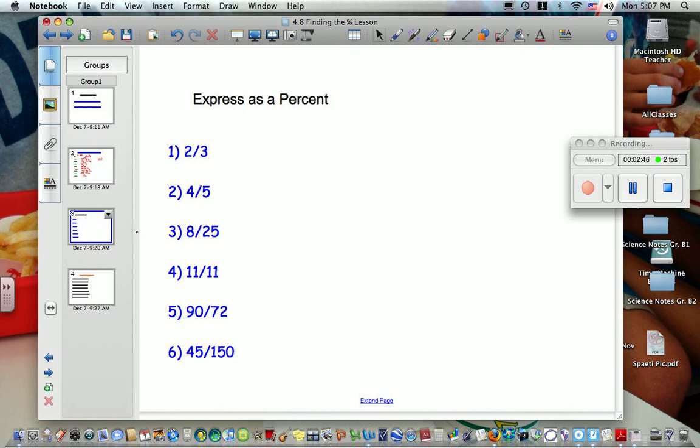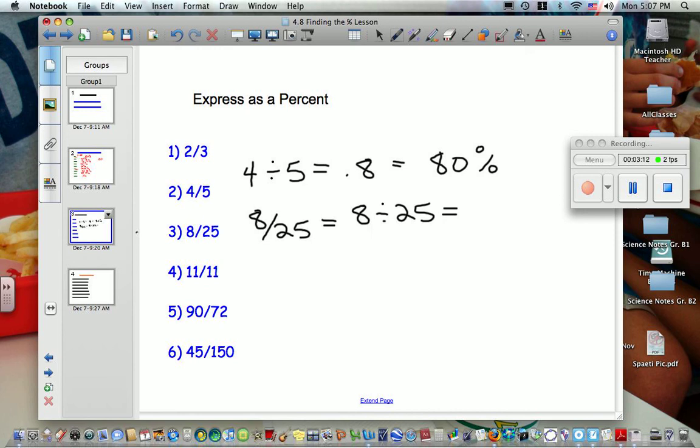Let's try the exact same thing with the next question. 4 divided by 5 equals, on your calculator, 0.8. And we all know that 0.8, moving it over two decimal places, is 80%. And finally, let's try 8 over 25. 8 divided by 25 equals 0.32 in your calculator, which we all know is 32%. Alright, those are some of the easy ones.